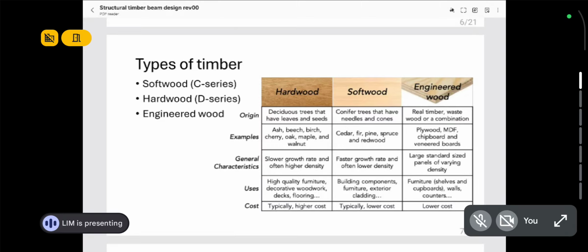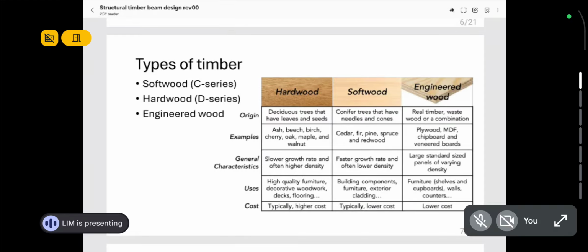Softwood is quite common in engineering. Softwood comes from conifer trees that have needles and cones. For example, you have cedar, fir, and pine trees. They grow very fast, but they are not as dense. They're usually used for building components, furniture, and exterior cladding. And they usually cost less.